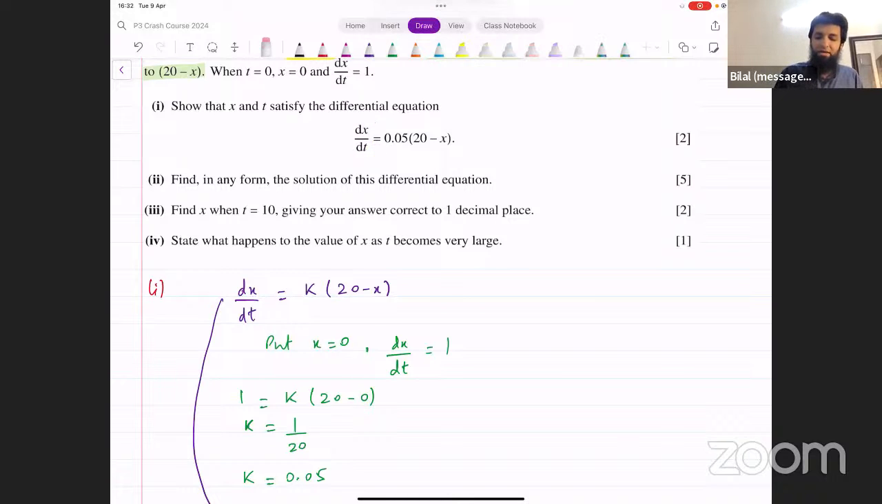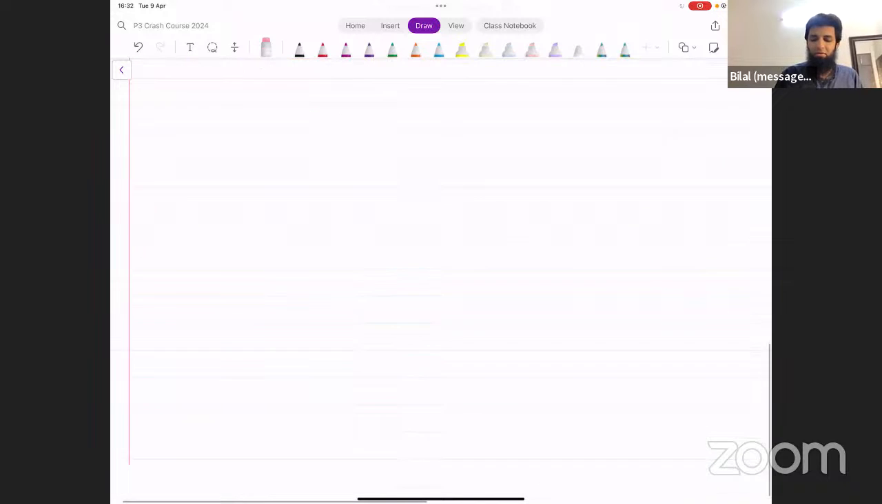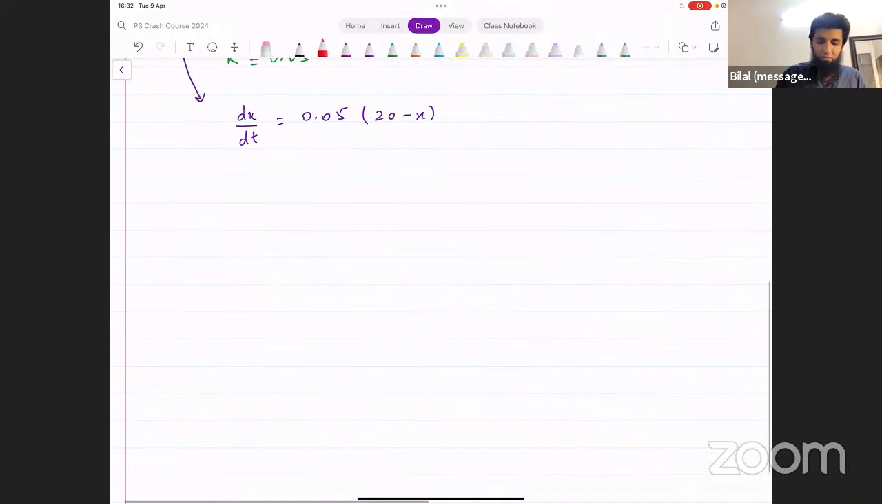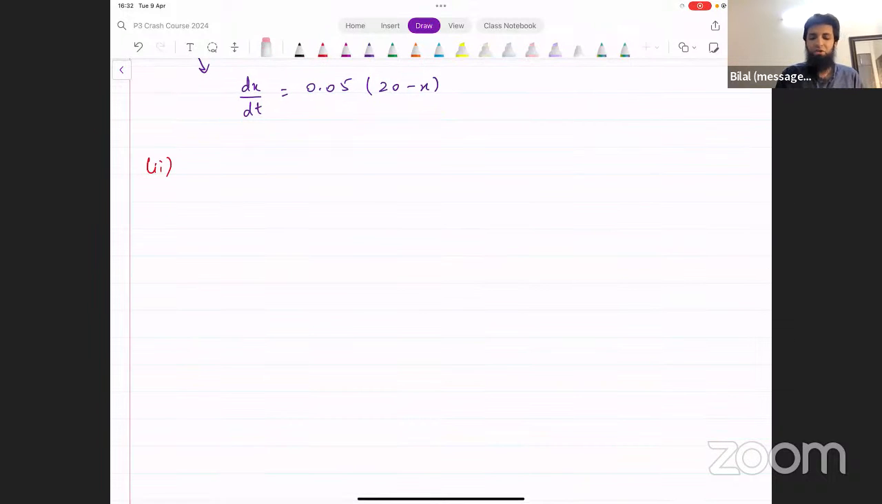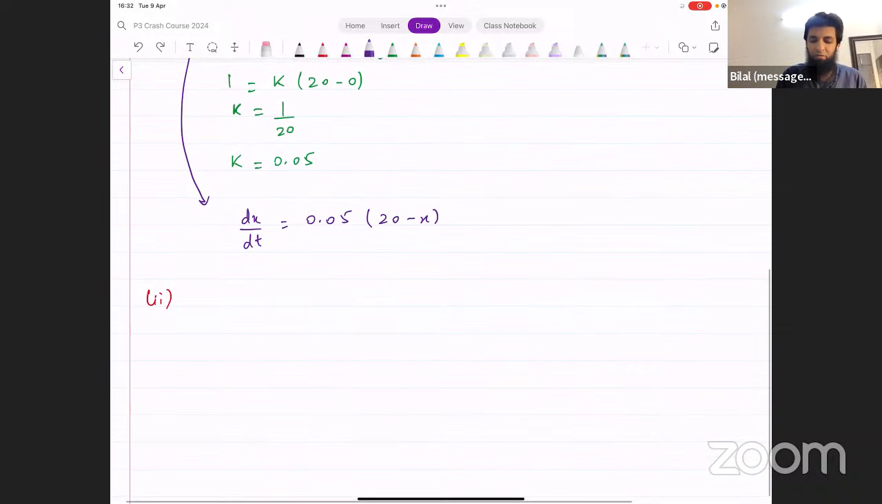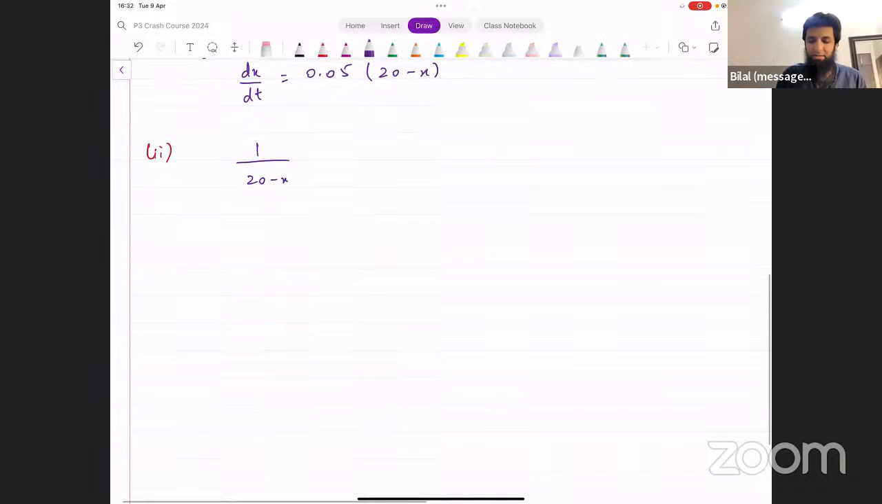So dx over dt equals this thing. Now, part 2, we have this equation. First of all, we need to separate these variables. We only have x in the equation. We have to bring x to the left side. So it becomes 1 over 20 minus x into dx. We can bring dt to the other side, and that gives us 0.05 into dt. We have separated the variables.